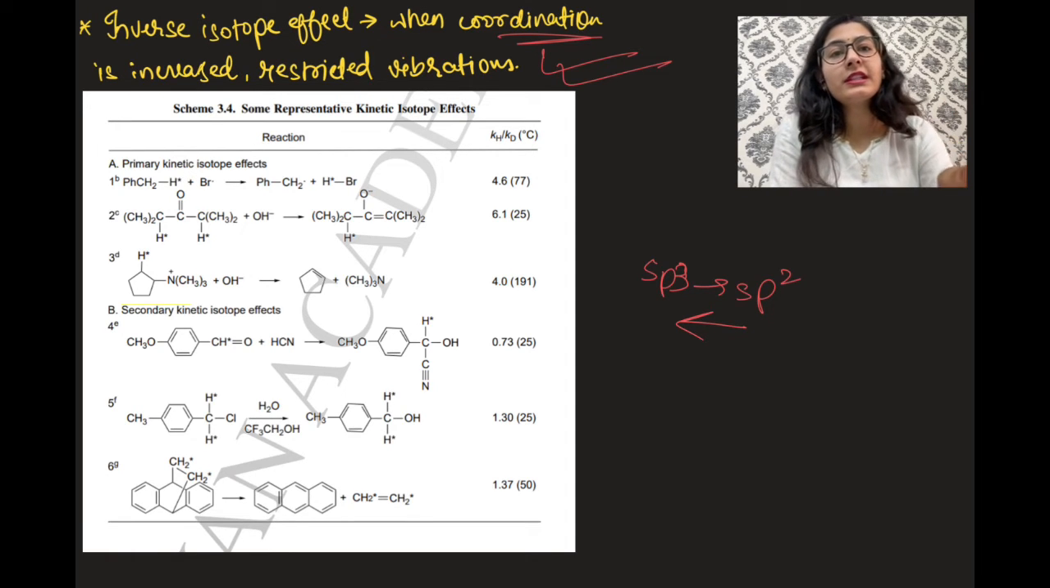So let's talk about these, some representative kinetic isotope effects.